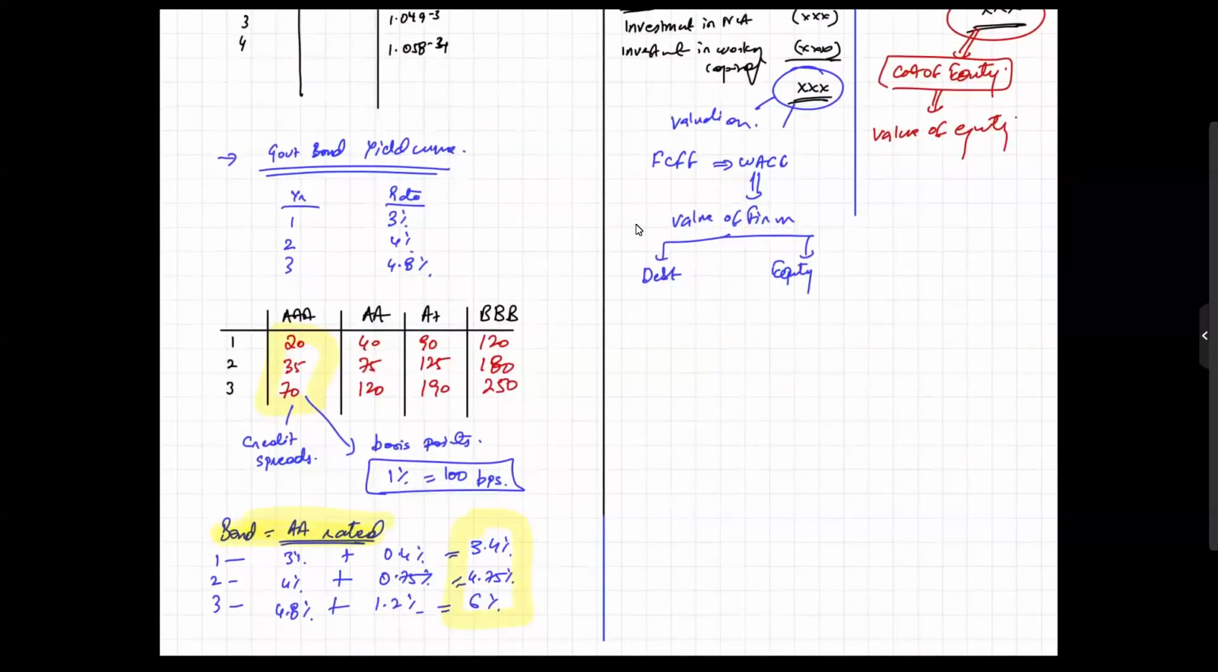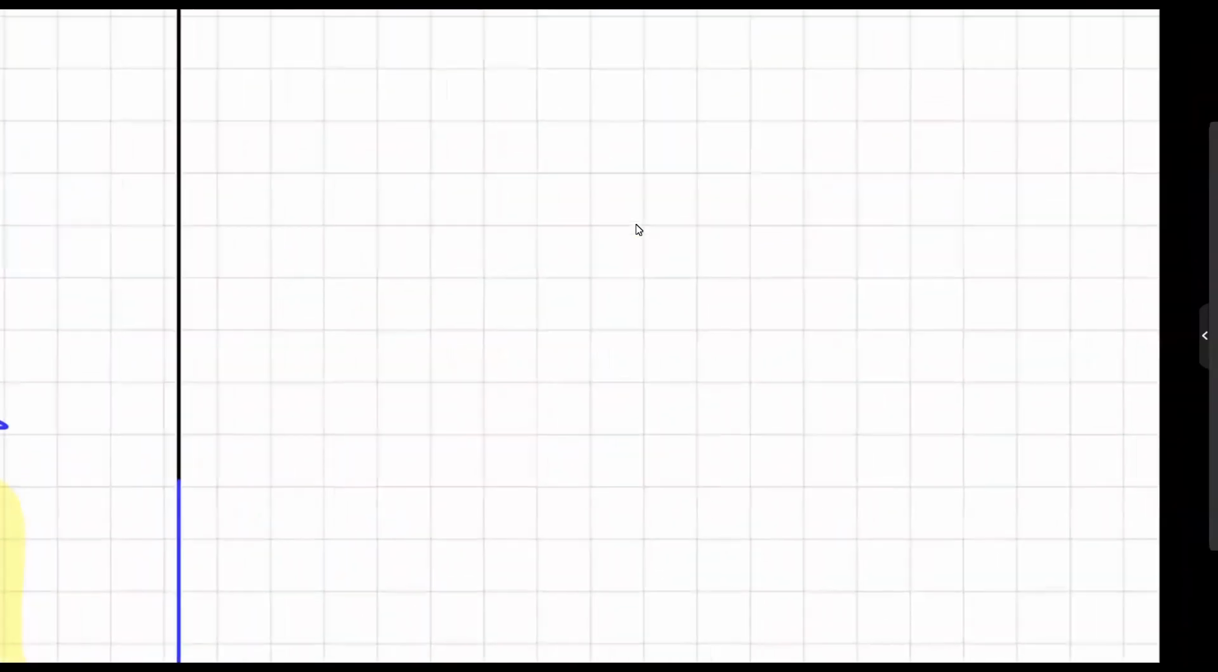Okay, now the next situation is, so I've discussed the free cash flows to firm now.